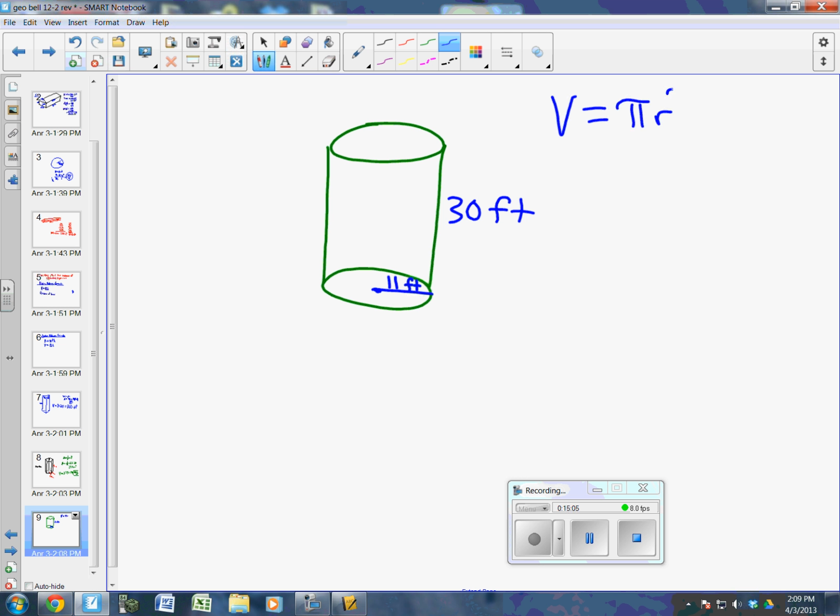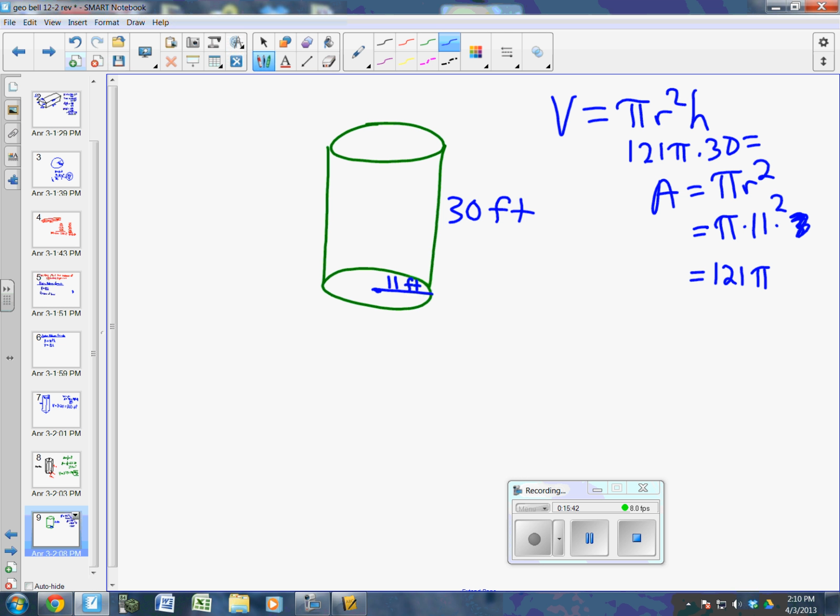So we remember the volume formula? It's pi r squared, which is the area formula for a circle, times the height, right? So area is pi r squared. That's equal to pi times 11 squared. We just need the area right now, right? That's going to be 121 pi. So that's the area. Now the volume is going to be 121 pi times the height, which is 30. Everybody put that in your calculator. 121 times pi times 30.